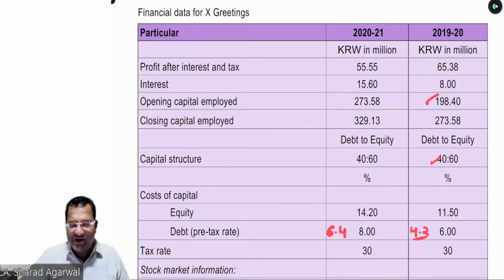So any other doubt in this calculation? You can check the answer from the study material. I'm giving you 1 or 2 minutes, beta. You can check the answer of economic value added. And in case you are having any doubt regarding the same, you can ask me.